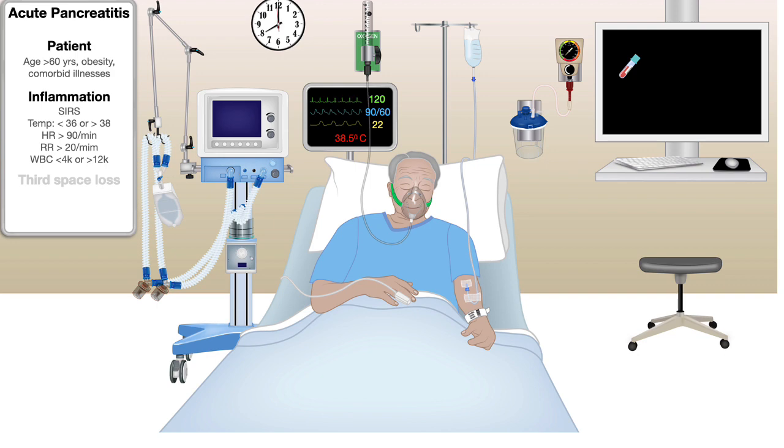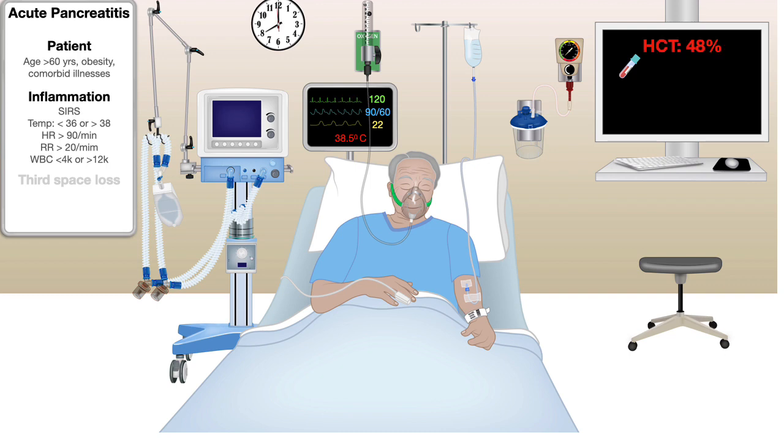So you have to think about low blood pressure in terms of these four different concepts. And in acute pancreatitis, the low blood pressure is usually due to loss of fluid into the third space and decreased circulating volume.